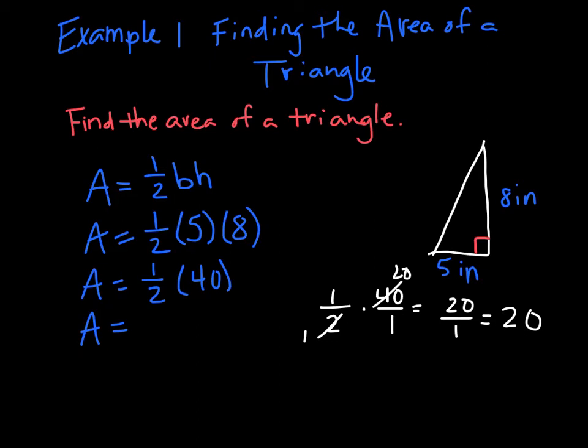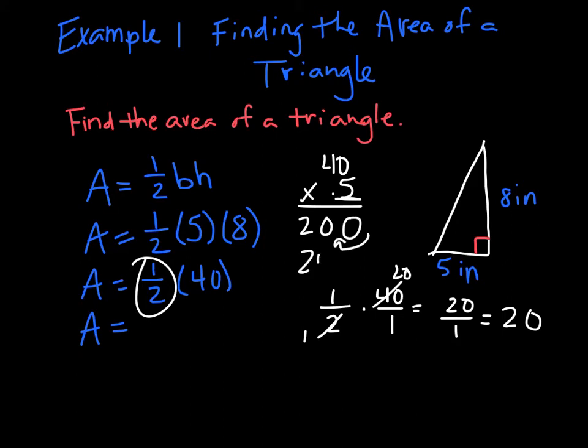Or you could take and make your 1/2 a decimal. If I were to do it that way, then I could say 40 times 0.5, or 5/10. Then it just becomes 5 times 0 is 0, 5 times 4 is 20, and then I have one spot to move my decimal, and I come up with 20 as my answer. So in both situations I come up with 20. Or you can mentally just say, well, what is half of 40? Half of 40 is 20.